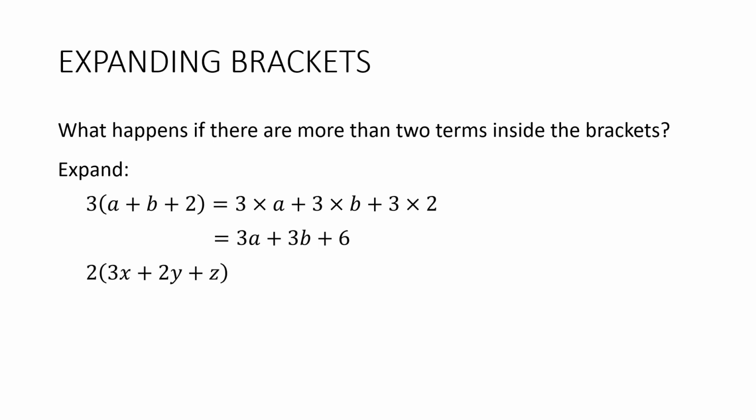How about this one? 2 times 3x plus 2 times 2y plus 2 times z. So write it out systematically and then tidy up each term. Don't rush it. 2 3s are 6x plus 2 2s are 4y plus 2z. There's our answer.